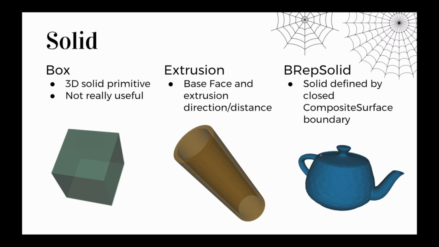Now our last one is probably the most useful solid, and it's what we call a BREP solid. I think that's boundary representation solid. Essentially, it's a solid defined by a closed composite surface boundary. And for those of you in the 3D know, there's our traditional teapot.